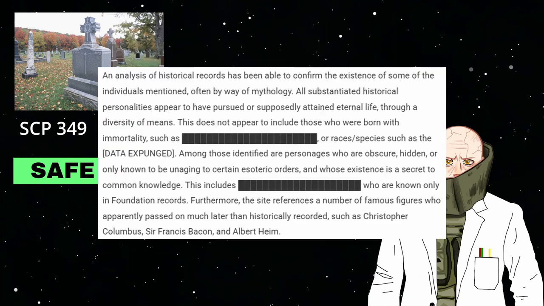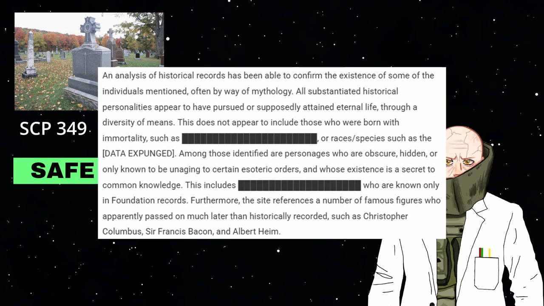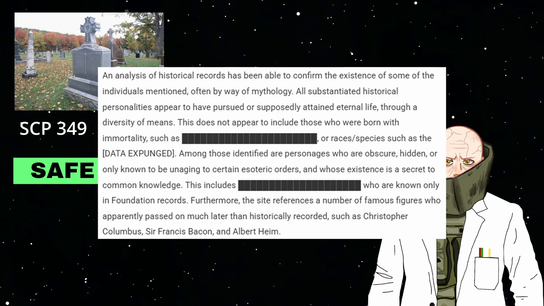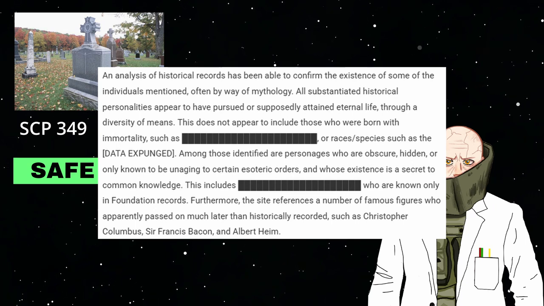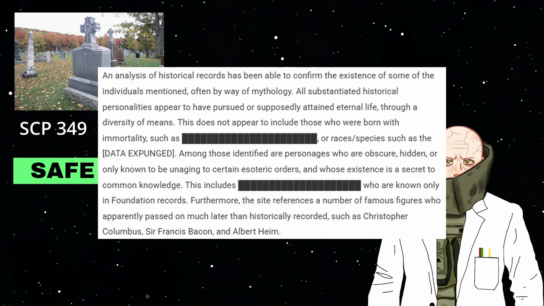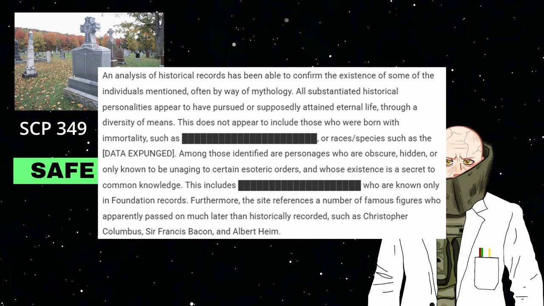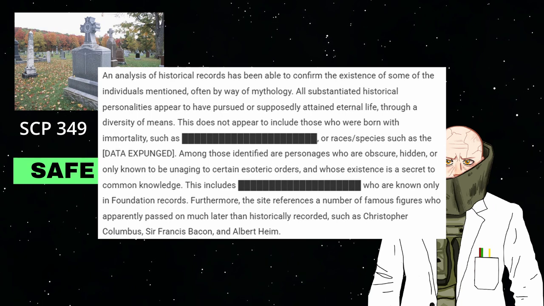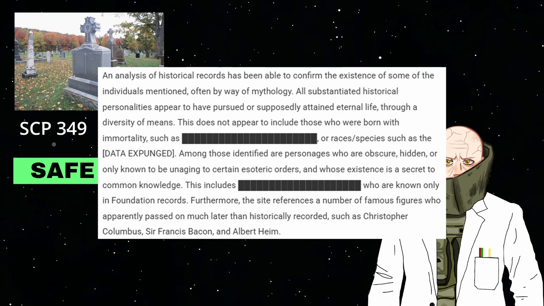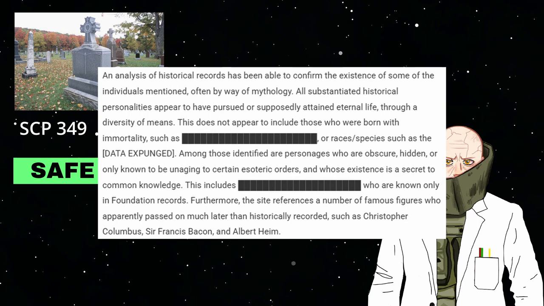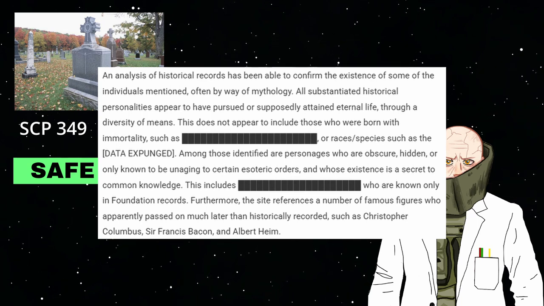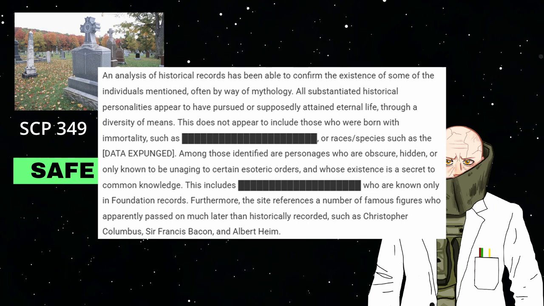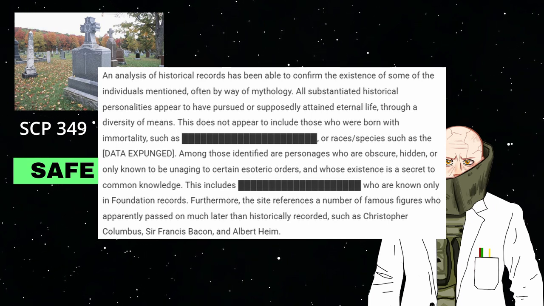An analysis of historical records has been able to confirm the existence of some of the individuals mentioned, often by way of mythology. All substantiated historical personalities appear to have pursued or supposedly attained eternal life, through a diversity of means. This does not appear to include those who are born with immortality, such as Redacted, or races, species, such as the Data Expunged. Among those identified are personages who are obscure, hidden, or only known to be unaging to certain esoteric orders, and whose existence is a secret to common knowledge. This includes Redacted, who are known only in Foundation records.